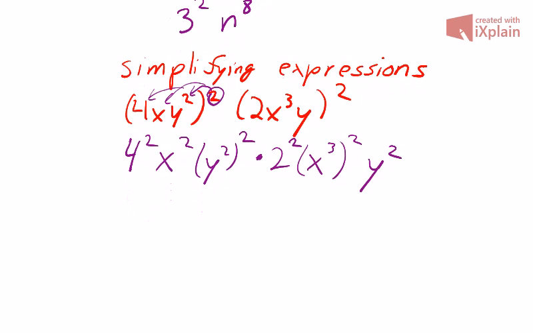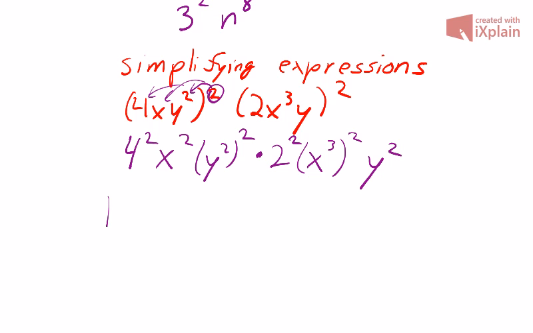So I simplify this. I end up with 4 squared is 16, x squared is just x squared, y squared squared would be y to the 2 times 2, which is 4. Multiply that by 2 squared, which is 4. X to the 3rd squared is going to be x to the 3 times 2, which can be x to the 6. And y squared is just y squared.